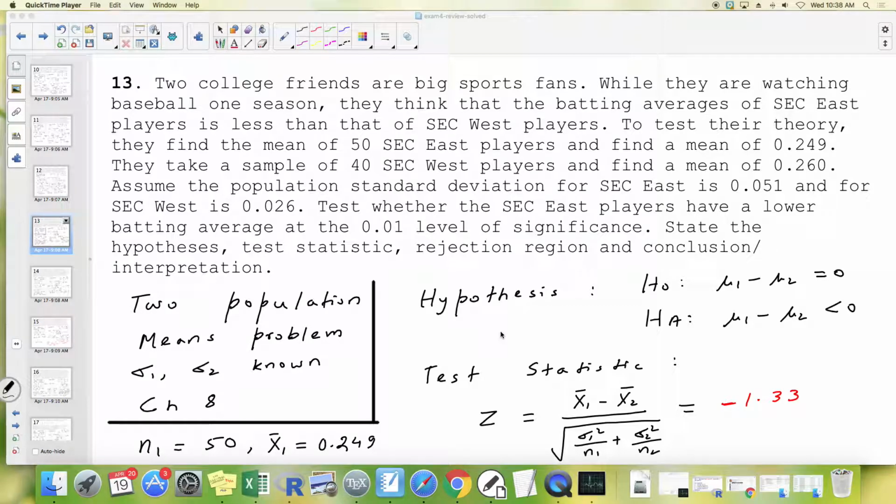So we have two friends who are big sports fans and they're watching baseball. And they think that the batting average of ACC East is less than the ACC West. So they want to test their theory.